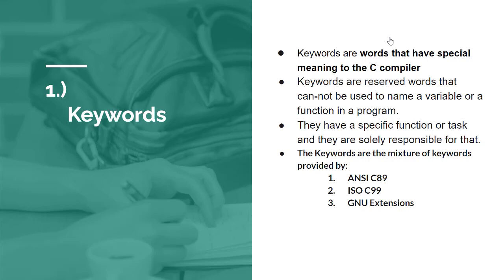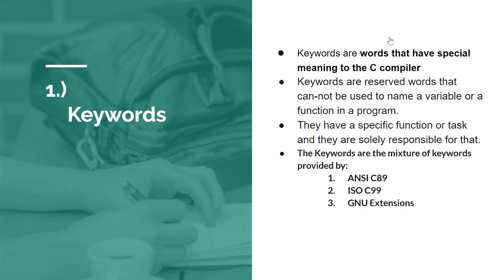First, keywords. Keywords are the words that have special meaning to the C compiler. These are the reserved words. You cannot change the meaning of those words. The compiler knows the meaning of that word, and you do not use it in a different way or for a different meaning.